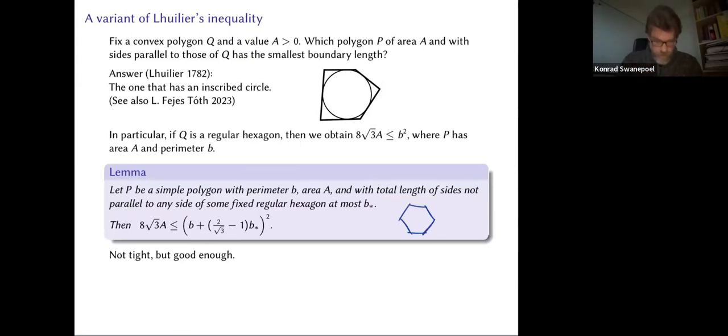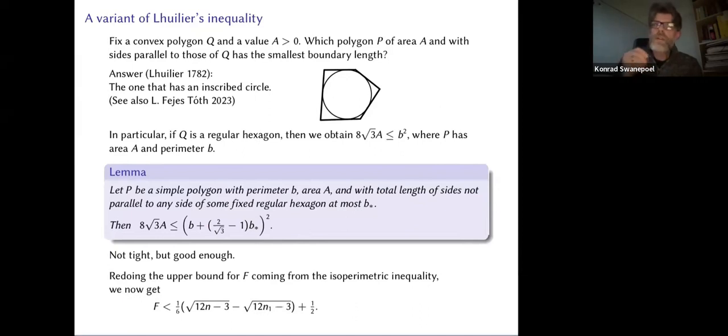And then we just have this slight weakening of this inequality. There's just this extra term. So this is not tight. This constant here, something like 0.15, is not optimal. In fact, I have no idea what the optimal is. It looks like some sort of tough isoperimetric problem to find exactly what the optimal figure is. I don't think it will be a polygon. But this is good enough for our purposes. So now if we redo that isoperimetric inequality argument, then we get this much better upper bound for F, again involving not just N, but also N1, the number of vertices in the biggest lattice component.